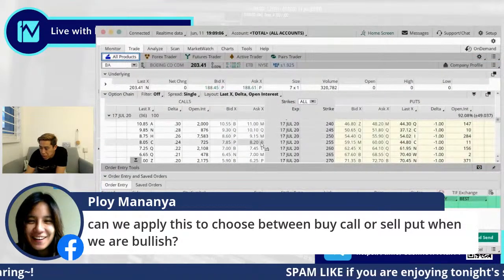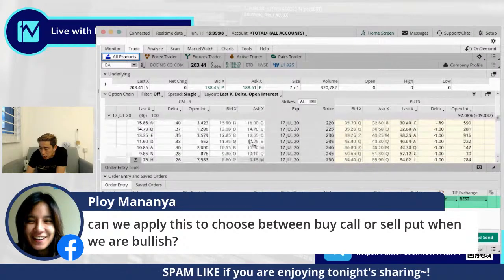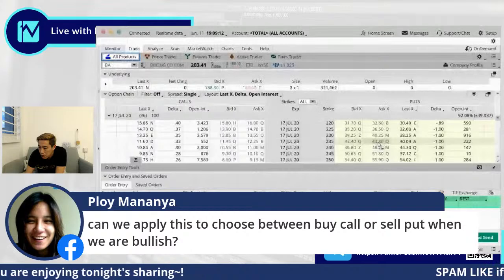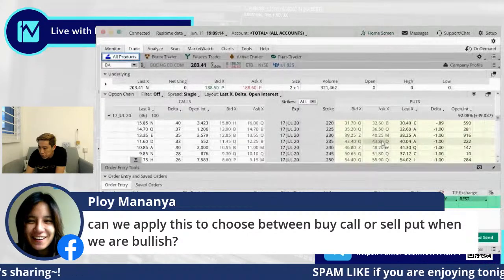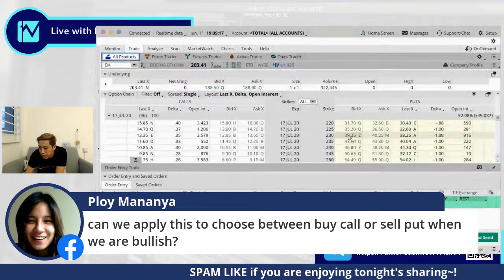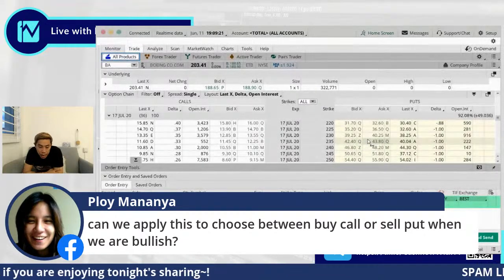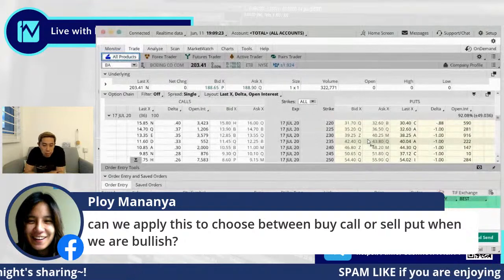That would be a totally different scenario altogether, because it would be too expensive to buy the 235 puts and then turn around to sell them. So it doesn't make sense in that way anymore. Only if you want to do it at the money. Okay, Ploy?